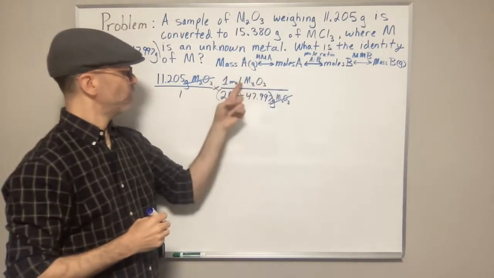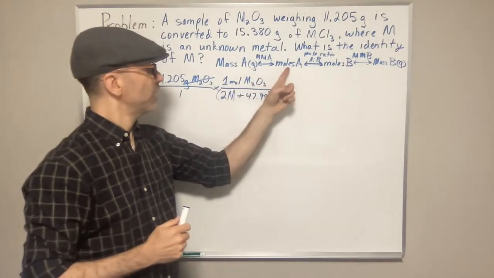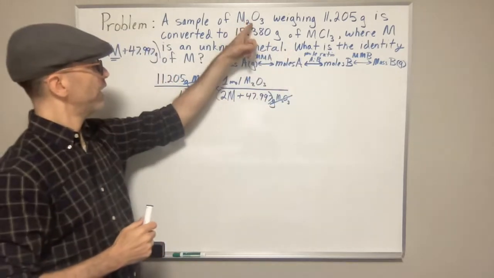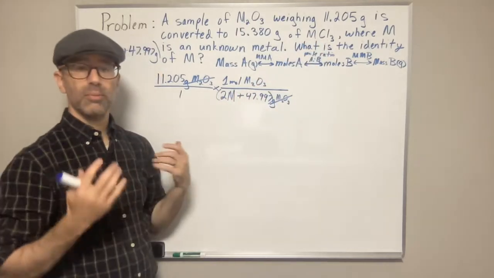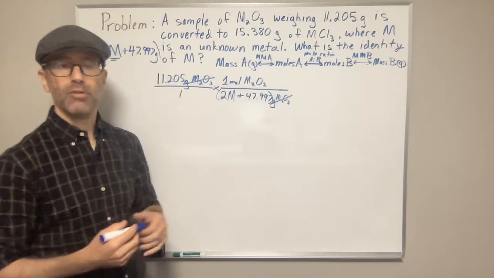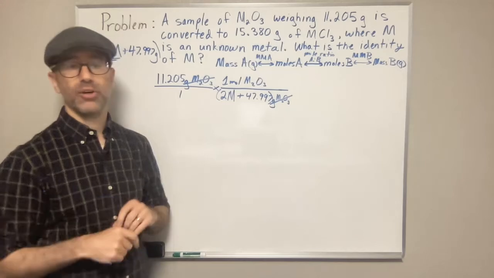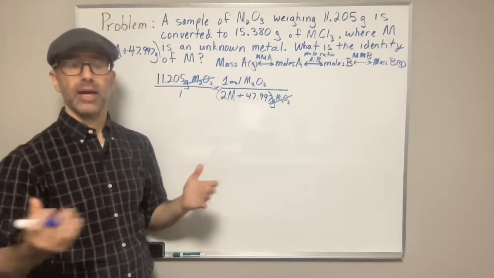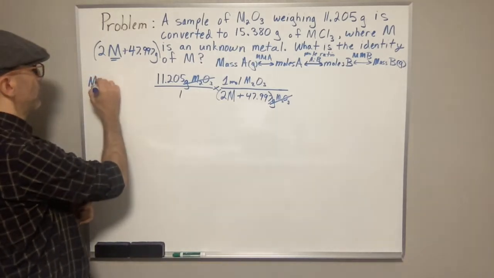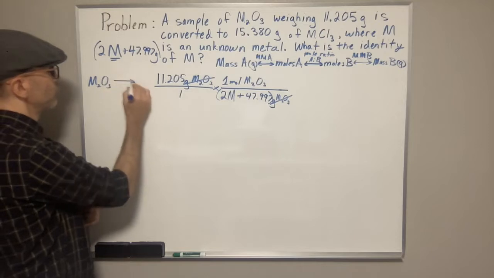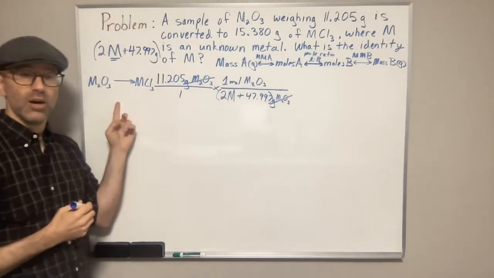So now we're at moles of A. So we got moles of M2O3. Now we need the mole ratio between moles of A and moles of B. So moles of A is M2O3 and B is MCl3. So what's the mole ratio? We don't have a balanced equation. How are we supposed to do this? Well, we know at least atoms on both sides of your equation have to be equal, right? And we know we're going from M2O3 to MCl3, right? So that we at least know.